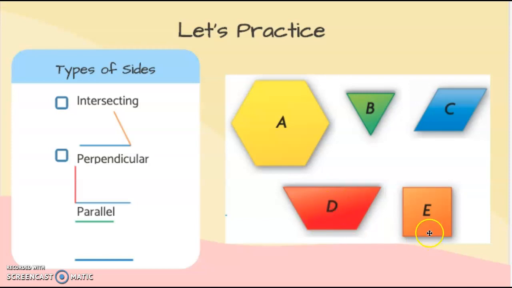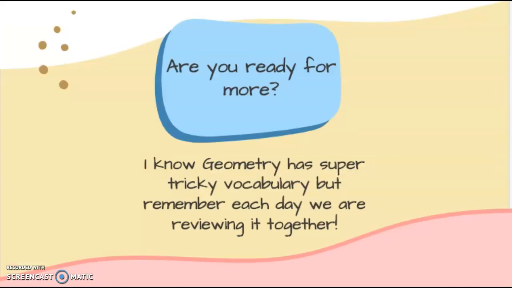Let's look at E. This side and this side. Remember, for it to be parallel, they have to be across from each other and never touch. Well, if we look at E, these sides aren't going to touch. So E is both perpendicular and parallel. That's so cool that shapes can have more than one type of sides or lines on their shape. Are you ready for more?